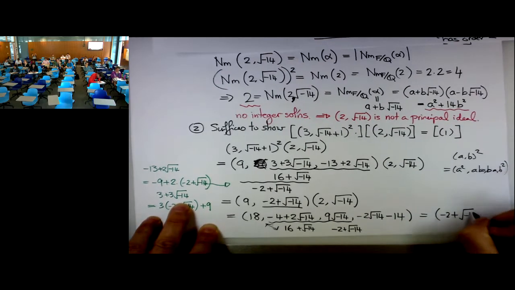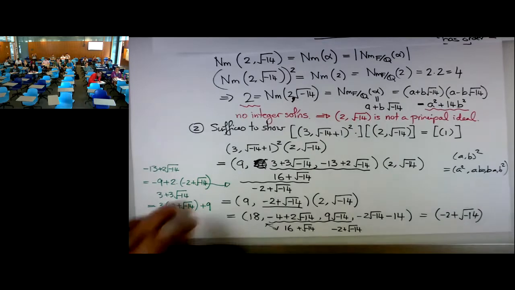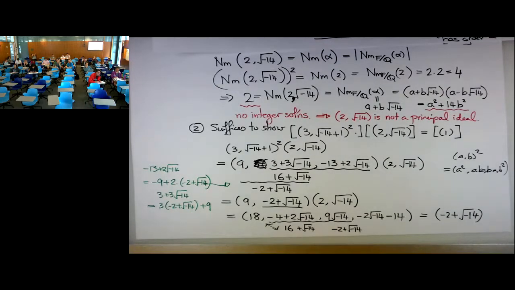At the end of the day, after a long discussion, you realize this is a principal ideal generated by negative 2 plus root of negative 4. Okay? I guess this is one way to see it by brutal computation.